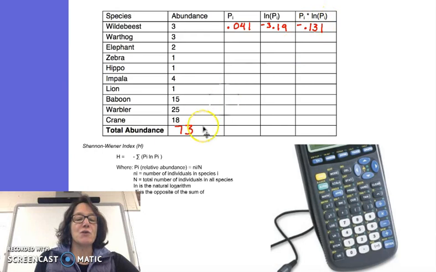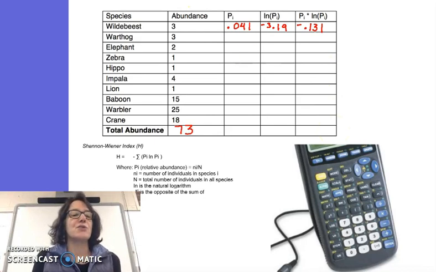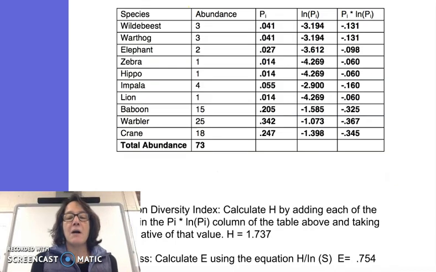Remember in our original formula that I'm going to sum all those values together. So I'll do this calculation for all 10 species and add them together. Since I'm adding together negative values, I will take the opposite of that, or turn it into a positive value. Here's a sample data table where all of that's been worked out for you. You can go back and look in the packet so that the Shannon index value, or H value, of 1.7 holds some meaning for you.